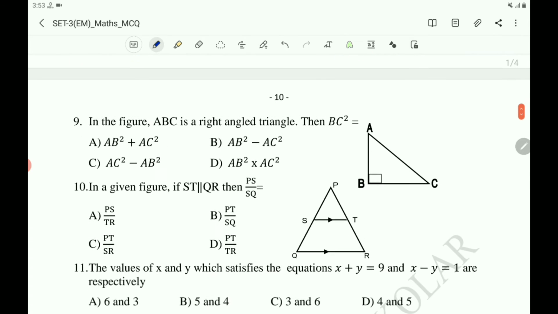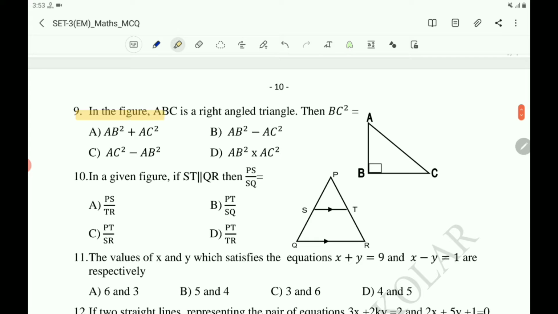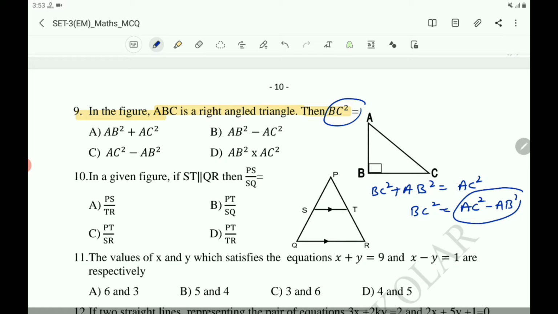Then you take the 9th question. In the figure, ABC is right angle triangle, then BC square equals. Here you use the Pythagoras theorem. You know that BC square plus AB square equals AC square. Then BC square equals AC square minus AB square. So here it is asked BC square equals, you need AC square minus AB square. So option C is the answer.